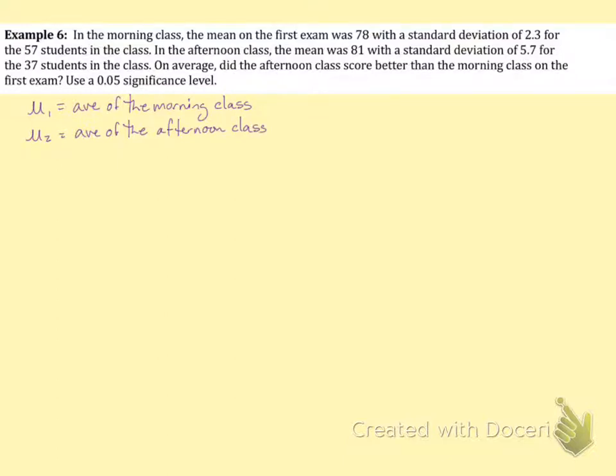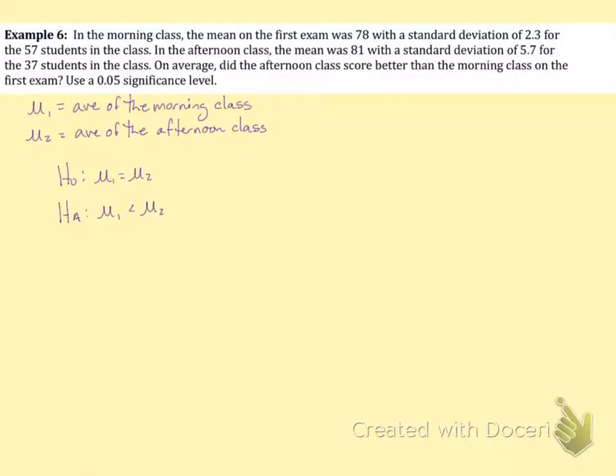And our hypotheses are, the null hypothesis is that there's no difference between these two, that their means are really just too close to say that there's a significant difference. The alternative hypothesis is that the afternoon class is doing better than the morning class, which means the morning class average is going to be smaller than the afternoon class average.